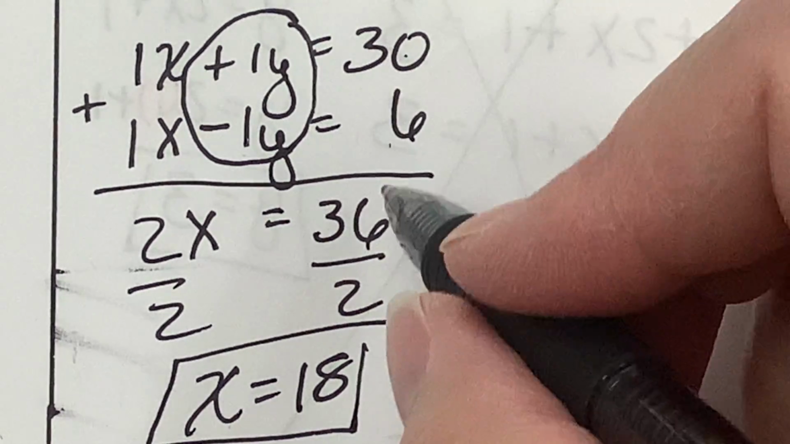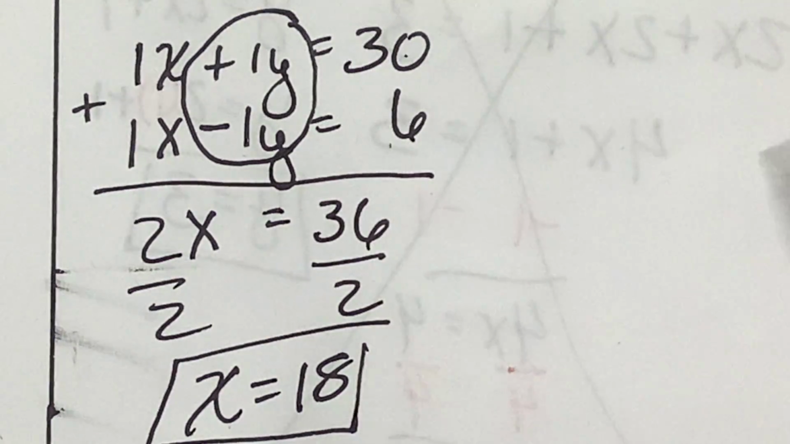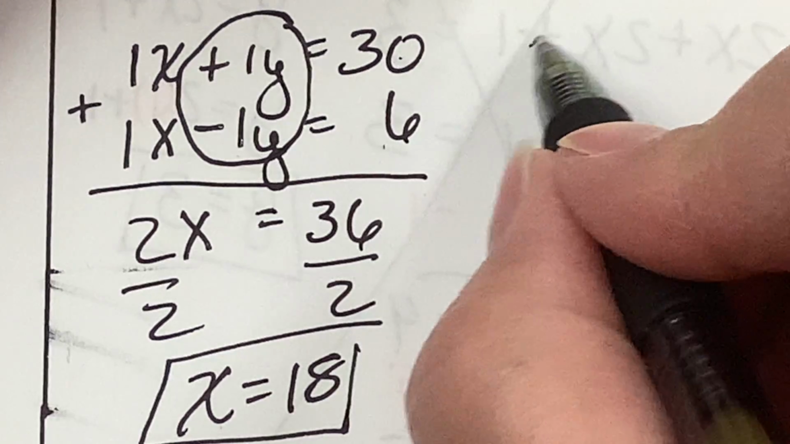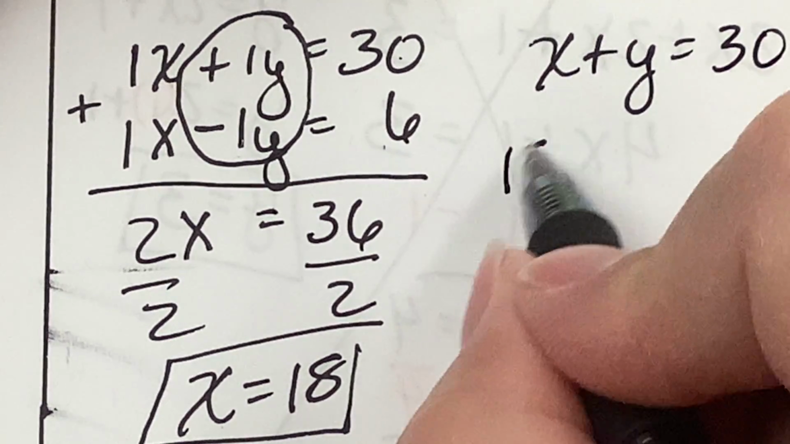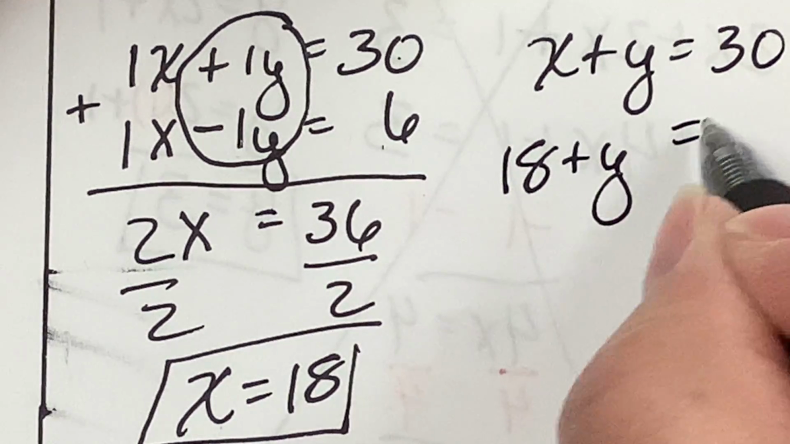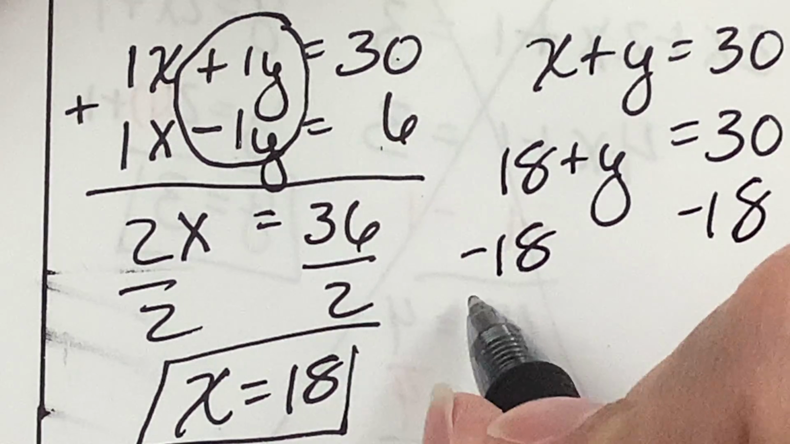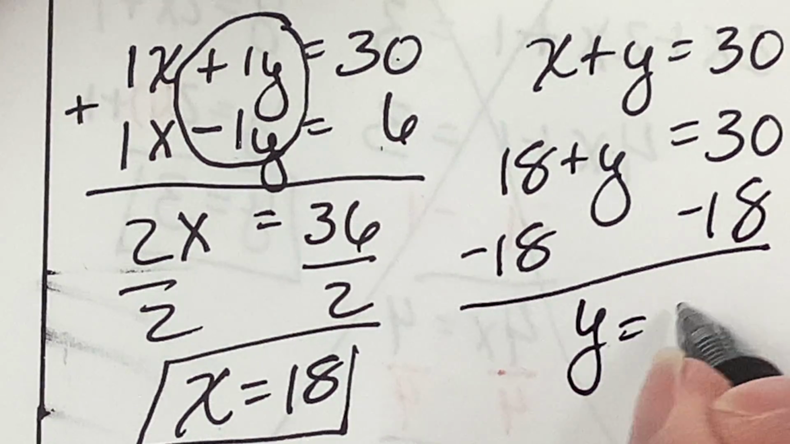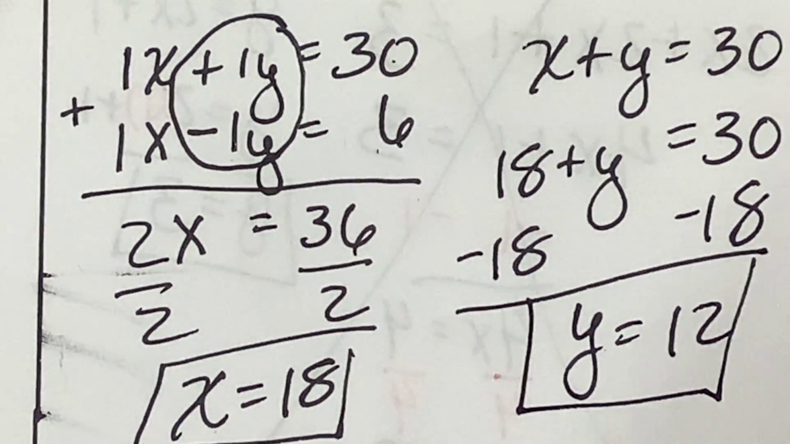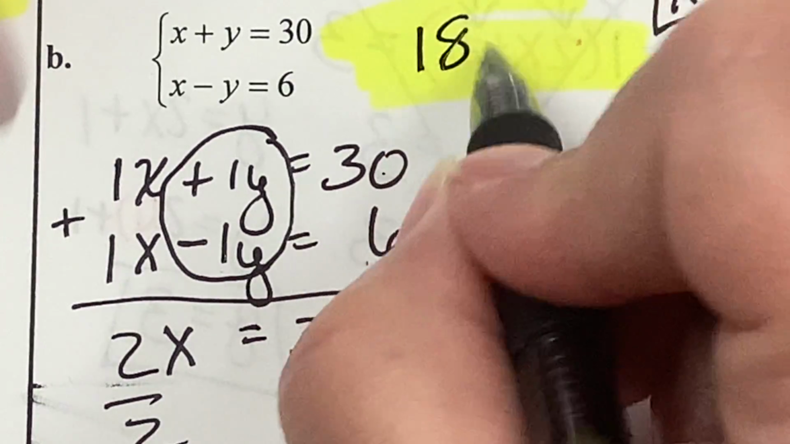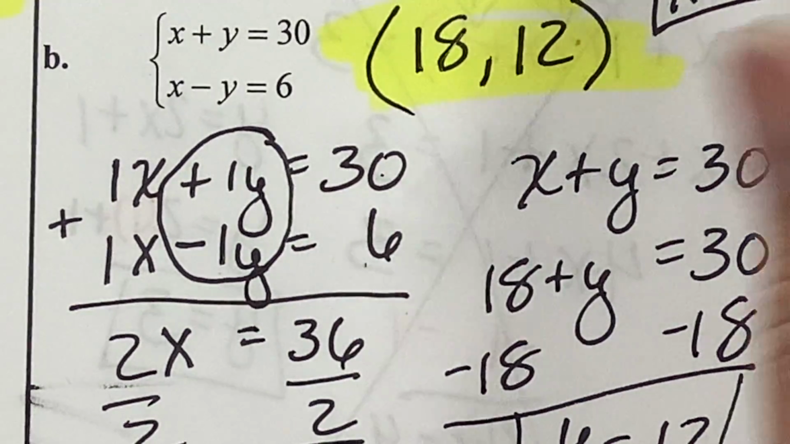All right. Now, up here, I'm going to fill it in. Again, I'm just going to keep using the top equation because it's right here. X plus y equals 30. 18 plus y equals 30, minus 18 from both sides, and y equals 12. X is 18, y is 12, 18, comma 12. Make sure you put it in XY order, and that was nice.